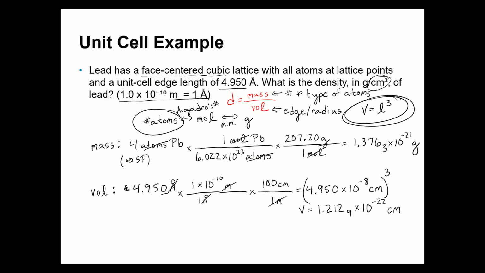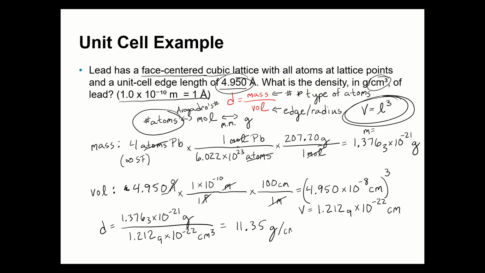Okay, so we have our mass up here, right? Mass equals, and we have our volume. So density, we're just going to divide the two. 1.3763 times 10 to the negative 21st grams divided by the volume of 1.2129 times 10 to the negative 22nd centimeters cubed. And we started out with 4 sig figs from the beginning, so we're going to end with 4 sig figs and get 11.35 grams per centimeter cubed.